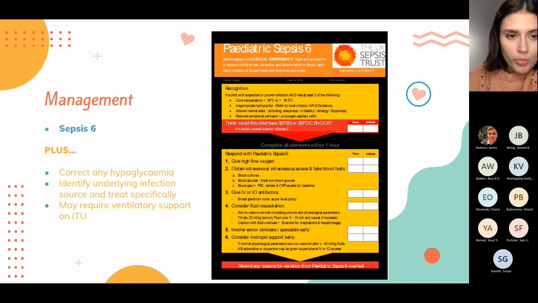And then management wise, the Sepsis 6 is largely the same. However, there is a difference you'll see at the bottom here. You want to consider inotropic support early, so they might need admitting to ITU.